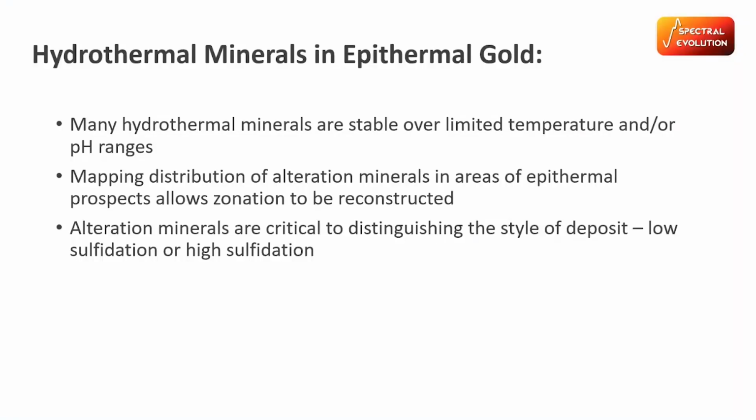Many hydrothermal minerals are stable over limited temperature and/or pH ranges. Mapping distributions of alteration minerals in areas of epithermal prospects allows zonation to be reconstructed and vectoring. Alteration minerals are critical to distinguishing the style of deposit, so identifying if it's low or high sulfidation.